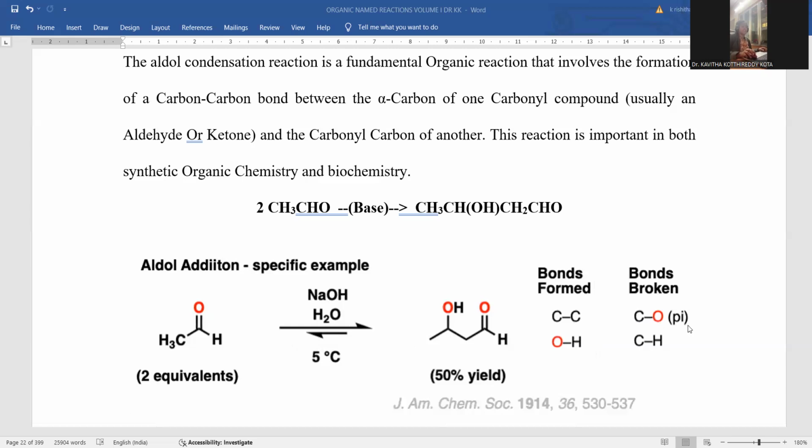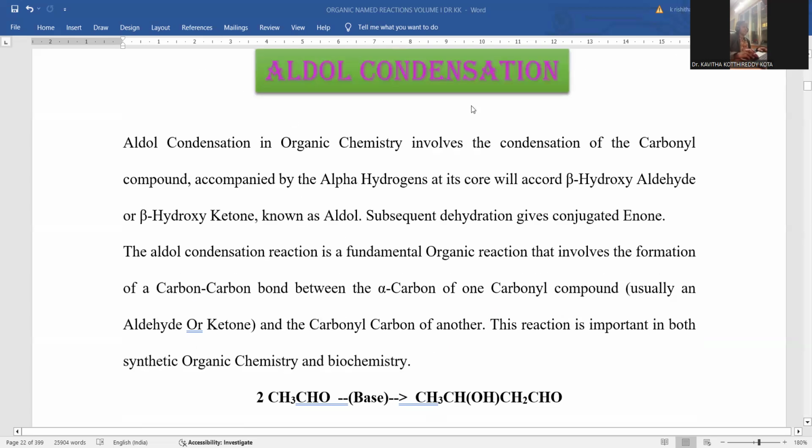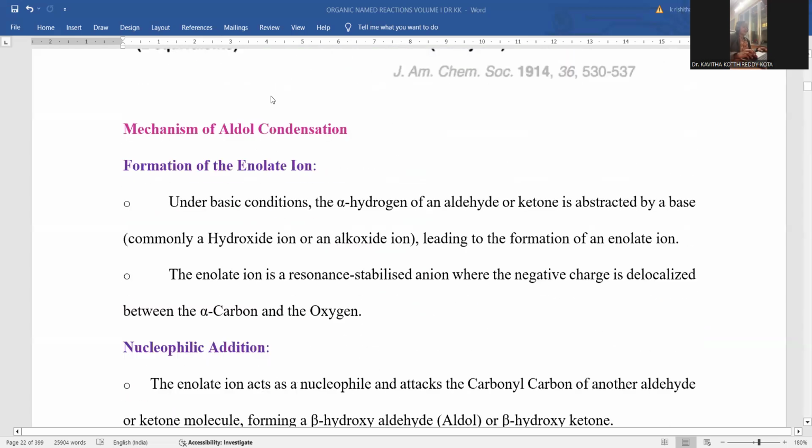The already existing carbonyl pi bond will be broken, and the carbon-alpha hydrogen bond is also broken. This is the criteria for new bond formation and simultaneous old bond cleavage. This work was published in the Journal of the American Chemical Society in 1914, volume 36, pages 530 to 537. You can access this content from that journal, and this is the novel reaction called aldol condensation, right?